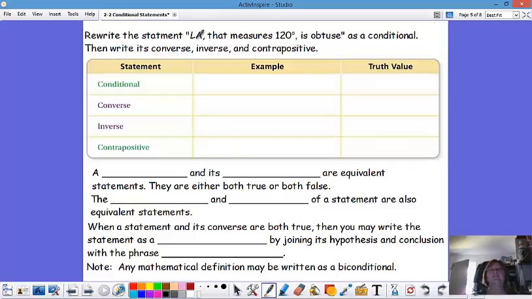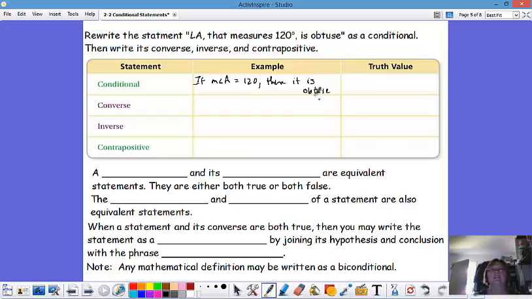We're starting out with a statement, angle A, that's the angle symbol right there, not an L. Angle A that measures 120 degrees is obtuse, and we are supposed to rewrite that as a conditional. So we want to put it in if-then form. Okay? If the measure of angle A is 120, then it is obtuse, and the it that we're referring to is angle A.